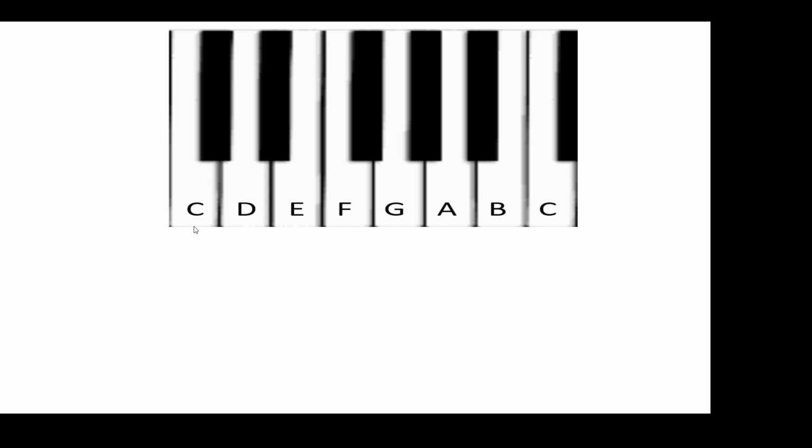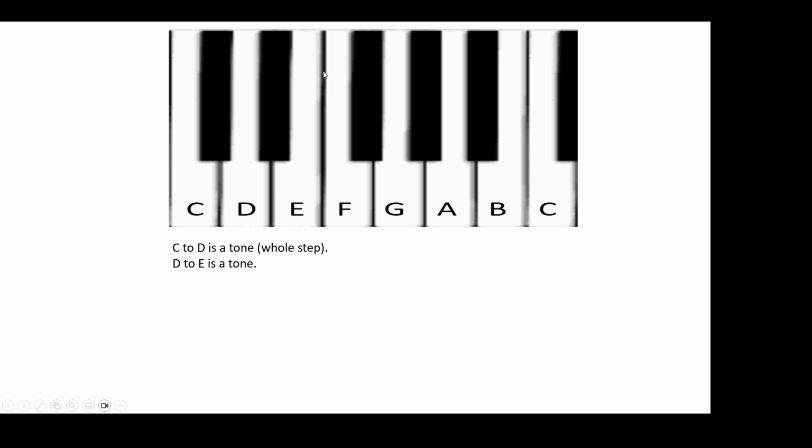What we can see here is that from C to D, there is a black key in the middle. That means that from C to the black key, there is, let's say, half a step. And then from the black key to D, there is one other half a step. So we can say that we have one whole step, or a tone, between C and D. And between D and E, we have another tone.